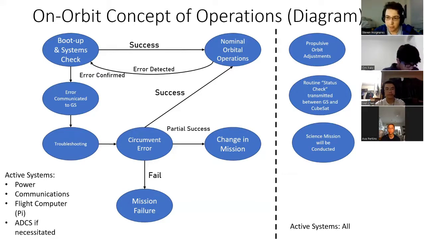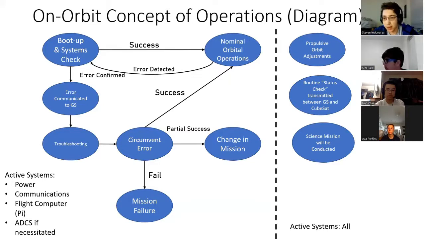During most operations, once the satellite is in range of the ground station, we plan to have routine status checks transmitted from the ground station to the CubeSat, and the CubeSat will verify and send telemetry back to the ground station. This happens every few seconds to verify that the connection is stable.